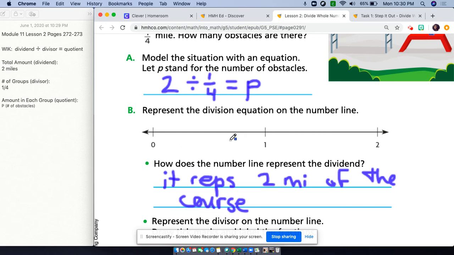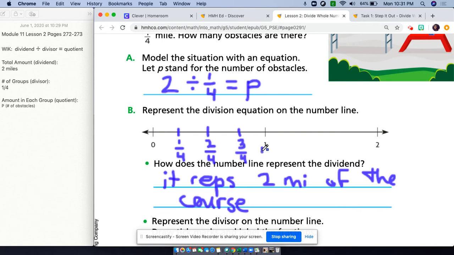Okay, and now I'm not done. I have to represent the entire division equation. So the 2 is already represented for me. Now to show it being divided by a quarter. So that means I'm going to cut up each of these miles into quarters. So I know about half is going to go here. Okay, so I just split this up into 4 pieces. This is my 1/4. This would be then my 2/4 is next. Okay, notice I'm keeping them all the same denominator. This is my 3/4.